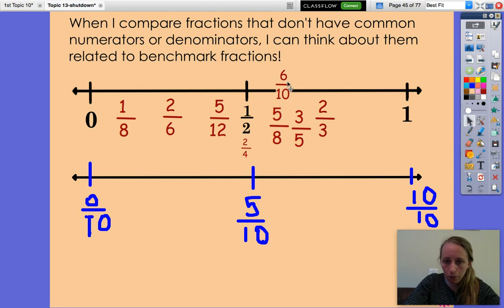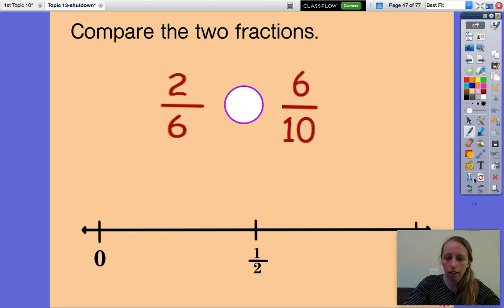We don't have to be placing them perfectly on the number line. We just have to know where they are in comparison to 0, 1/2, and 1. So that's what we're thinking about, how numbers are compared to their benchmark fractions, 0, 1/2, and 1. Okay, now we're comparing these last 2 fractions, 2/6 and 6/10. Think about where 2/6 and 6/10 would be.